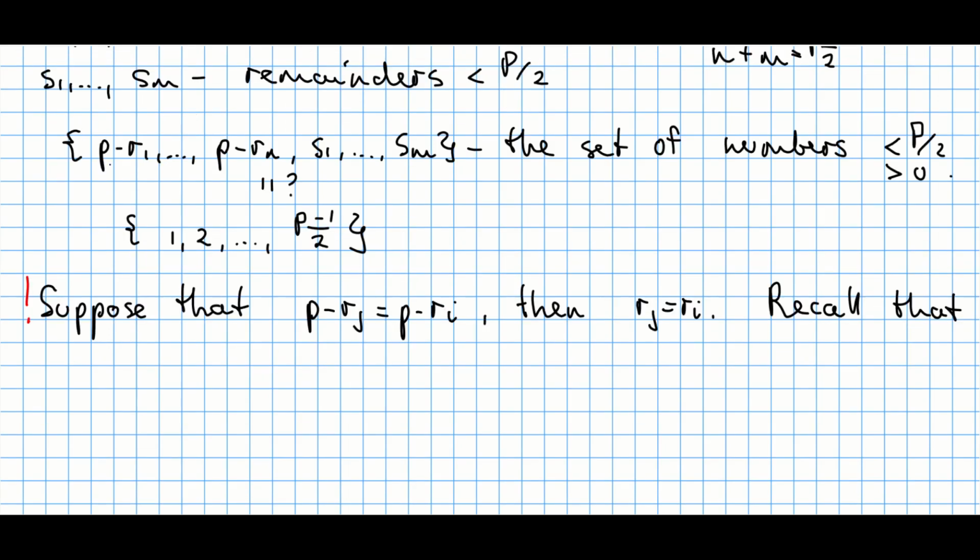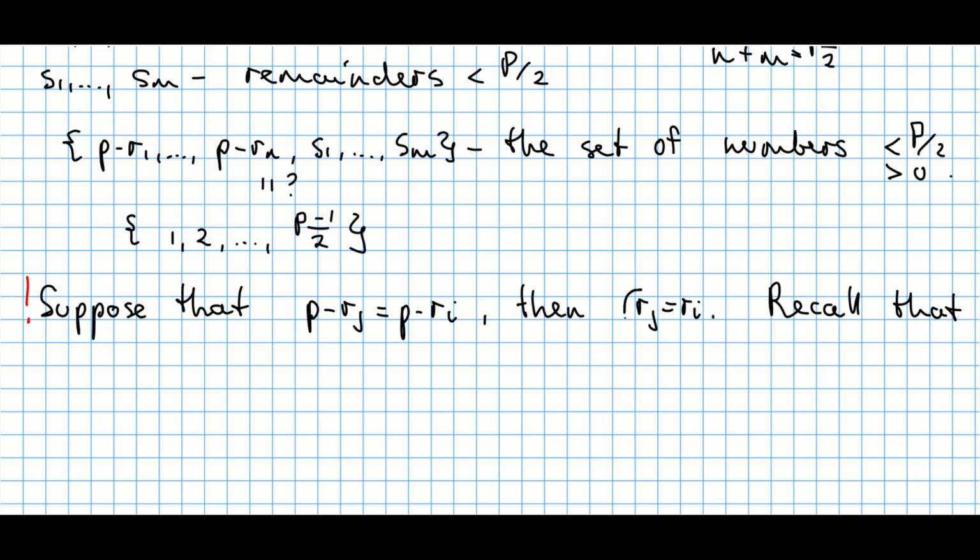First of all, I'm going to take some numbers from this part of the list. So I take two numbers from here, and I suppose that P minus Rj is equal to P minus Ri, with different j and i, so with different remainders. Well, obviously this means that those remainders are equal. Then what we need to recall is: what are those remainders?